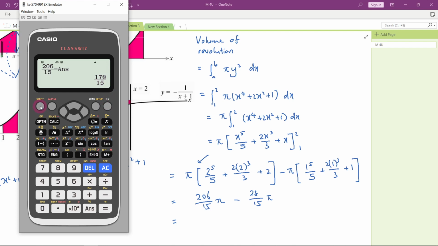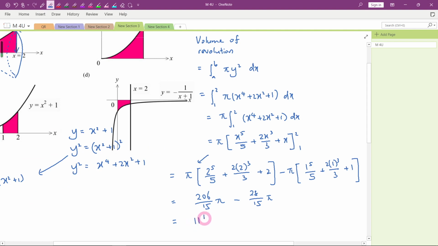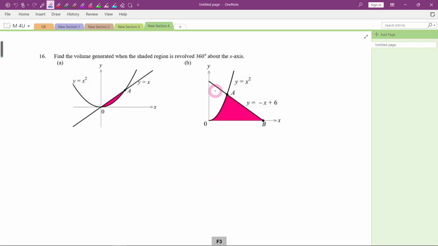If you want to change it to a mixed number, it will be like this: 11 and 13 over 15. Remember to write the pi. Okay, so this is the final answer for this question. Let's try two more questions.